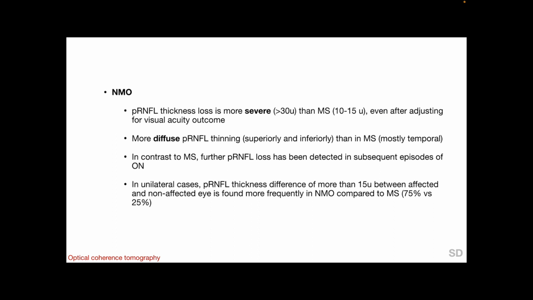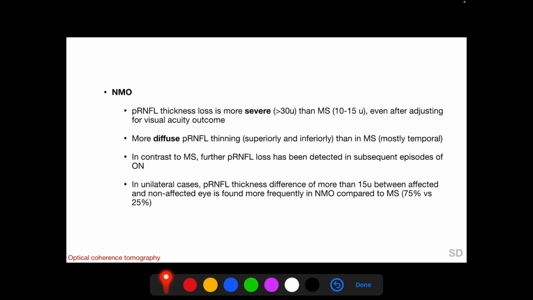Coming to another form of demyelinating disease, neuromyelitis optica, which is rarer but more severe than multiple sclerosis, the p-RNFL thickness loss is more severe and more diffuse. In MS we find p-RNFL loss mostly in the temporal sector, while in NMO we find p-RNFL thinning mostly in the superior and inferior sectors.